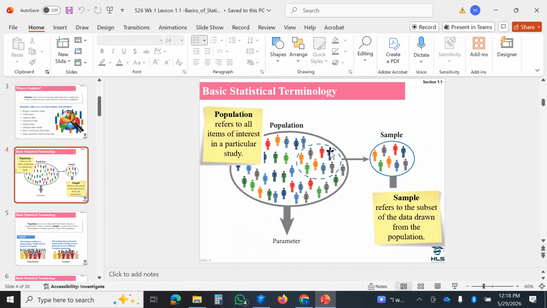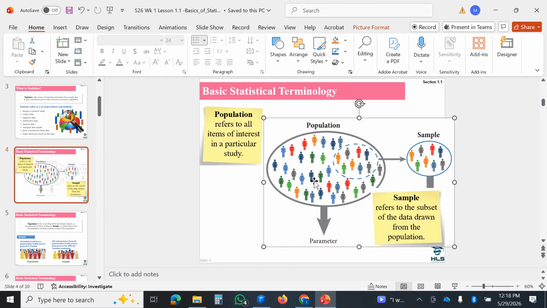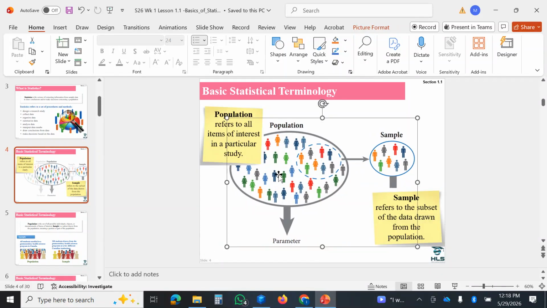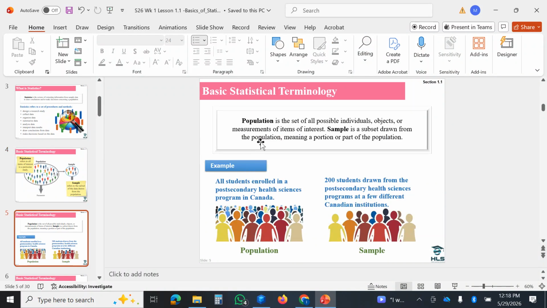As alluded to earlier, there's the population. That is what we want to study, right? But we just don't have enough money to study and ask all these people. So what we do is we take a sample, and a sample refers to a subset of data. The population is the set of all possible individuals, objects, or measures of items of interest. The sample is a subset, right, as we just saw. So for example, all students enrolled in a post-secondary health science program in Canada, and we take a sample of 200 of those students.